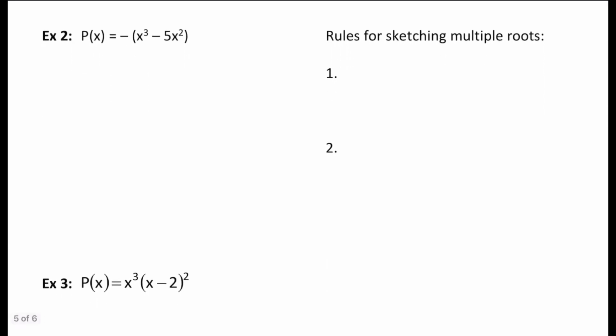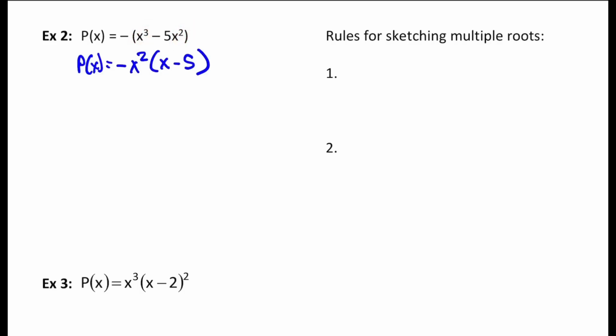So now we're going to get into multiple roots. All right, so this one right here is not factored. I need to factor it. Well, if you notice, both of these terms have an x squared. So I'm going to factor an x squared out first. Let's do a little algebra. P of x equals negative x squared. And then what am I going to be left with? X minus 5. So notice it already has the negative out front. So I'm actually not factoring out a negative. I'm just factoring out the x squared from both of those.